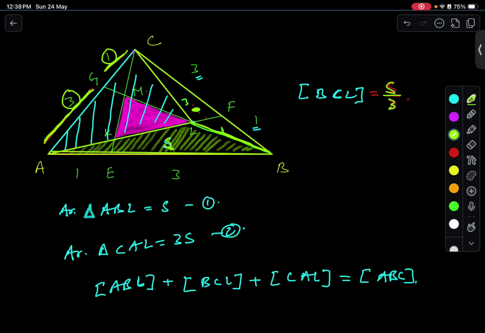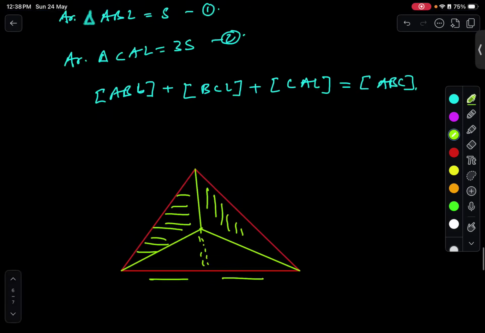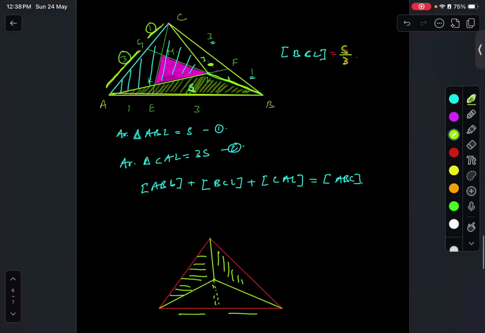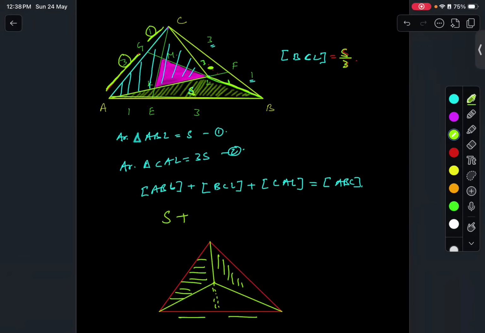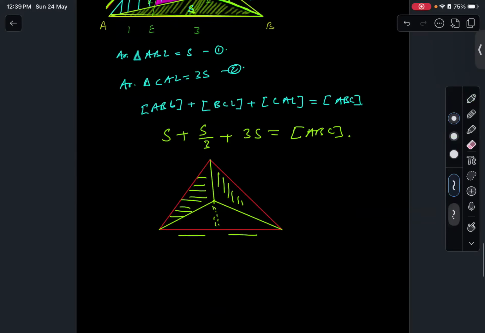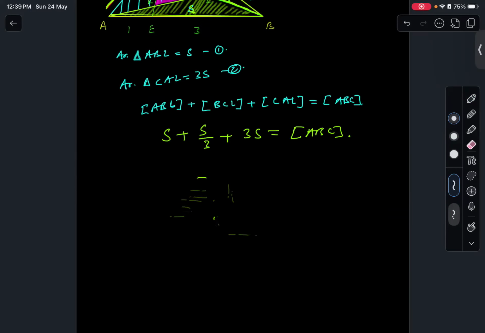Can you see this now? Yes, sir. Okay, so you only have to rotate this in a way that you can get something. Now I have to use this ABL. We have already taken it as S. BCL, yes, it is S by 3, and CAL is 3S. That is the area of triangle ABC. So this is 3 plus 1 plus 1 by 3, which is 13S by 3, equal to ABC.